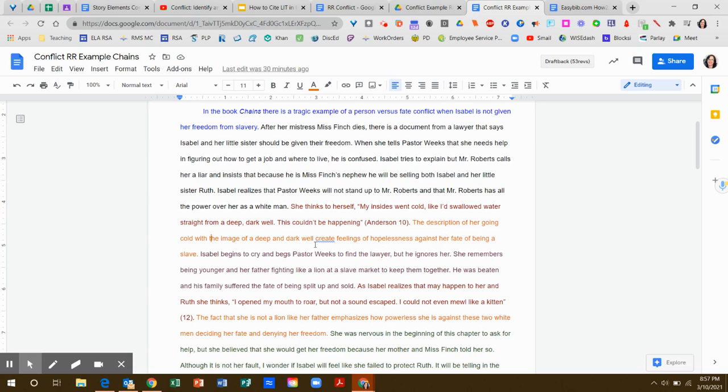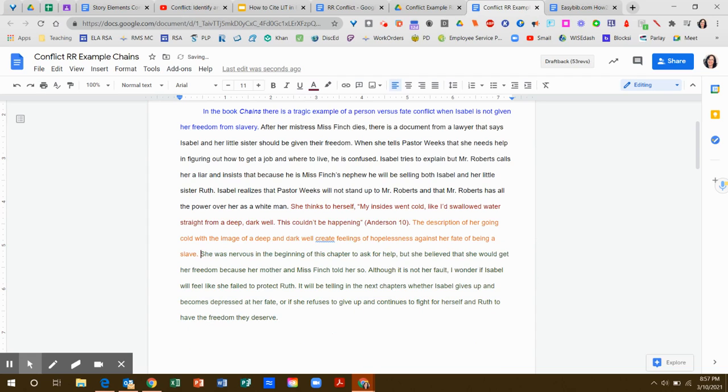Against this fate. So the next part here is for a student who is going to challenge yourself to find two quotes to support your thinking. If I just have this one quote, I could include it in my last part of my paragraph. So after I've got my evidence, I explain why that evidence supports my thinking about the person versus fate conflict.